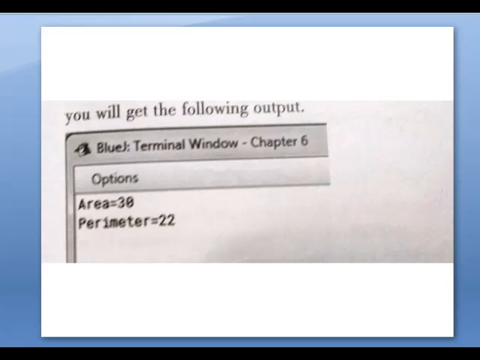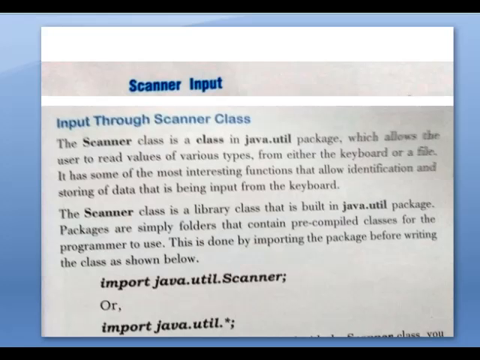Okay, now the third method is scanner input. So input through the scanner class. We are using the Scanner class, so we have to import one package, that is java.util.Scanner. In two ways you are able to import the package, that is the utility package: import java.util.Scanner, or you can write like this also, import java.util.*; Okay, this is a package, the utility package.